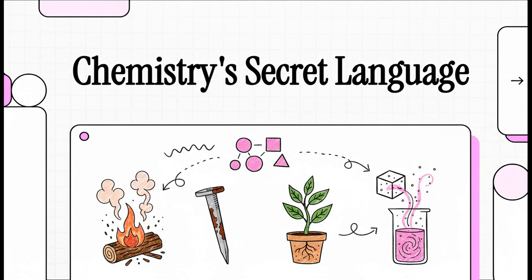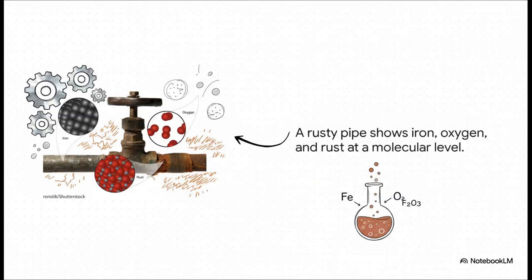what's going on. I mean, we've all seen a rusty pipe, probably a million times, and didn't think twice about it. But if we could just zoom way, way in, down to the molecular level, we'd see this incredible transformation taking place. You've got shiny iron atoms literally grabbing oxygen right out of the air and rearranging themselves into a totally new substance, iron oxide. We just call it rust. That's a chemical reaction, happening in plain sight.